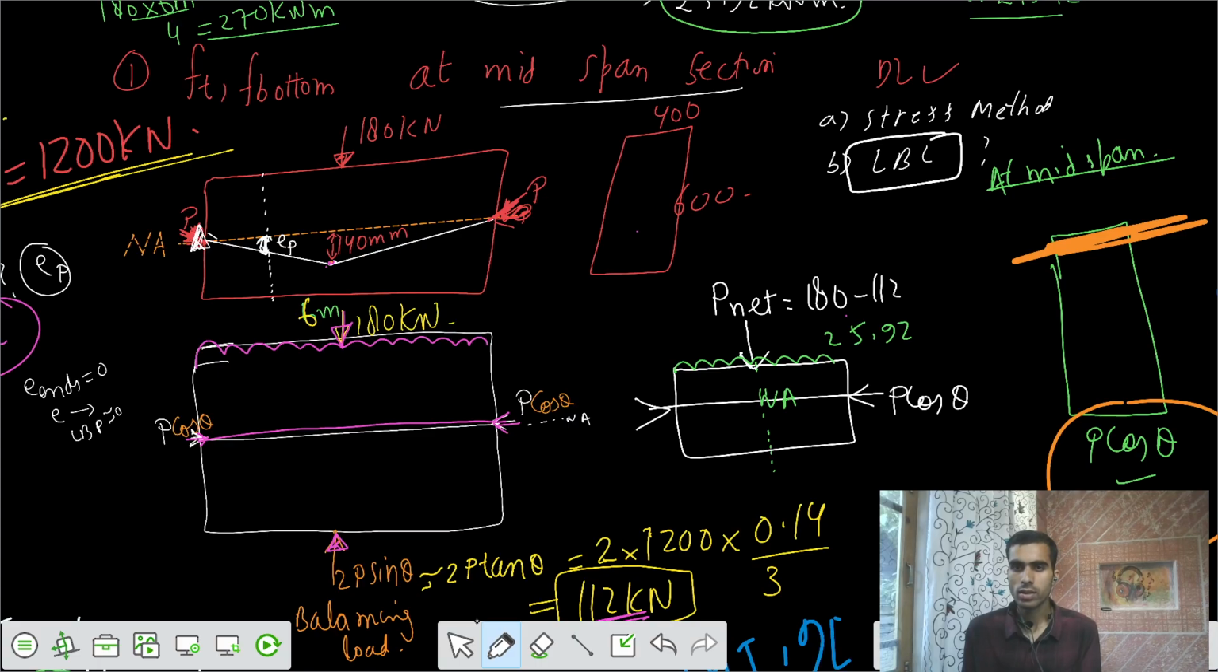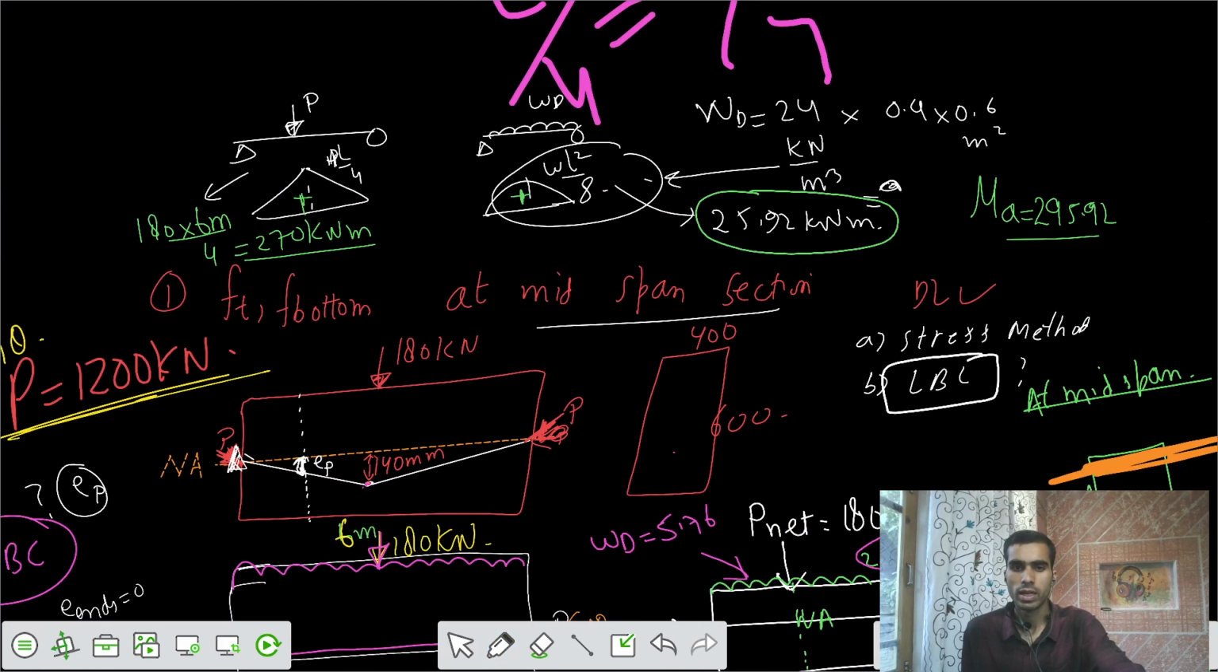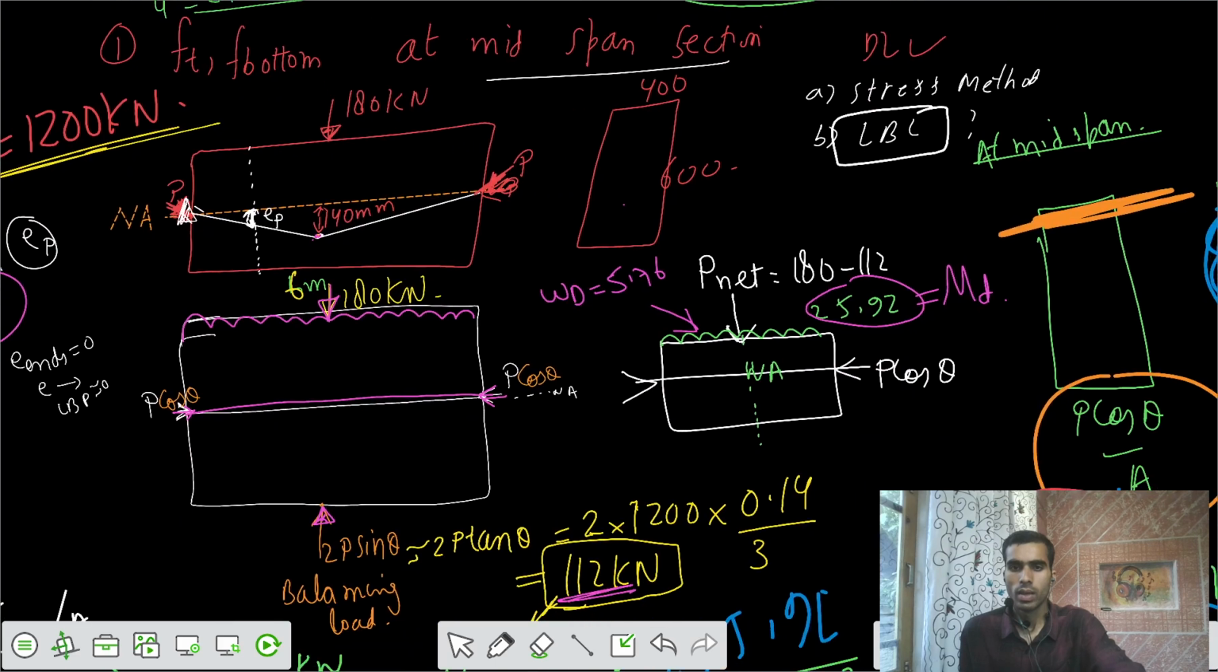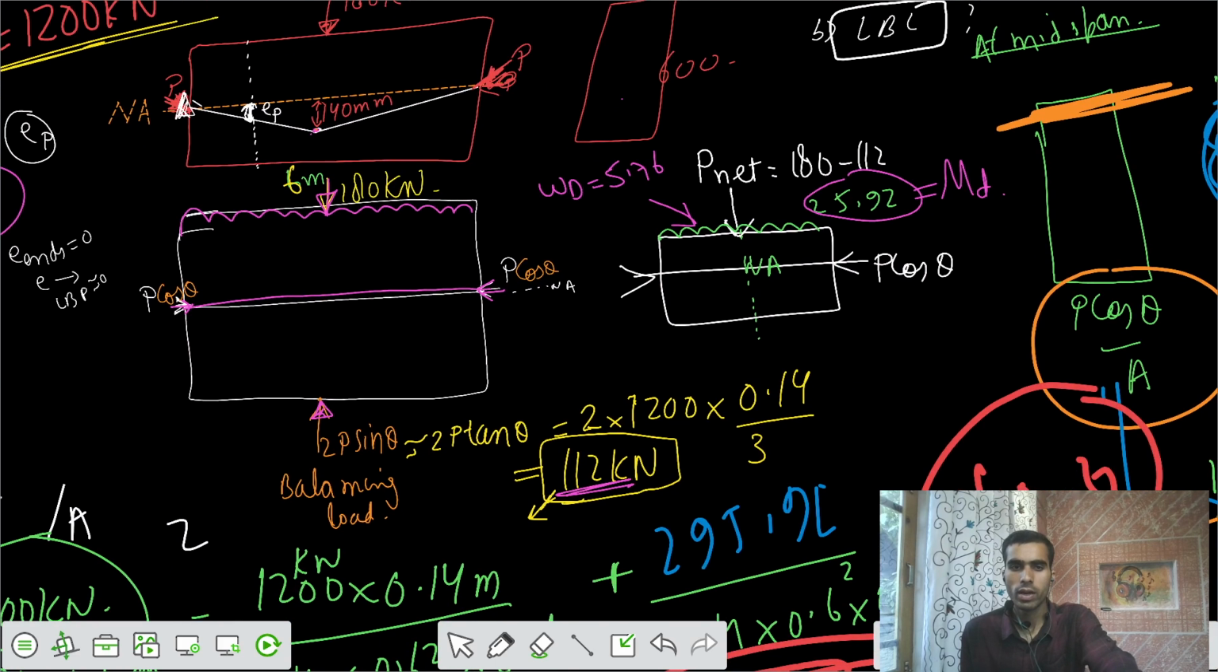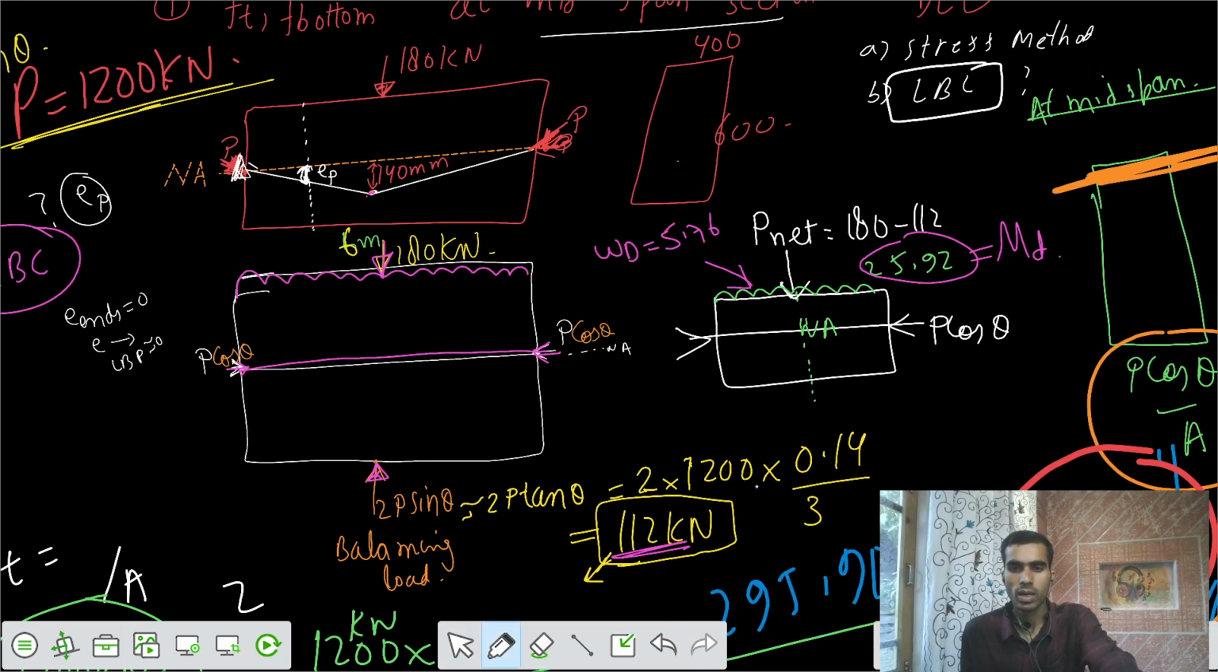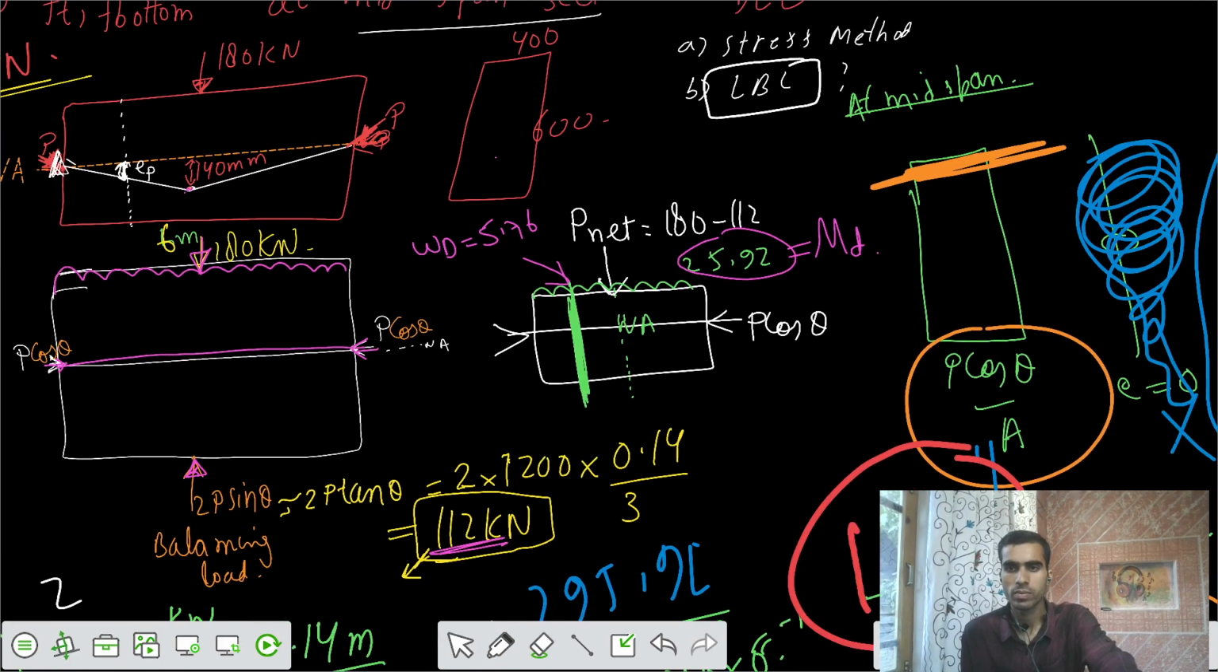This is not the UDL, this is the moment because of the dead load, and the dead load is actually 5.76. We have calculated that also. That was your dead load here, and we have to calculate the stresses at the quarter span, somewhere here. So at this location we need to calculate the stresses.